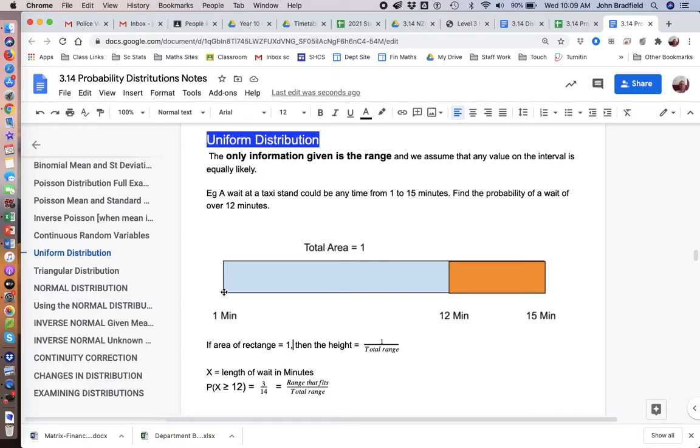Now, the total range always goes on the bottom. So there's a range from 1 minute through to 15 minutes. Okay. The wait's going to be somewhere on that boundary, so we put a 14 on the bottom line, that's the difference. And out of that range, how much of it fits what we've been asked for? In this case, only from 12 to 15, so 3 out of a total of 14.